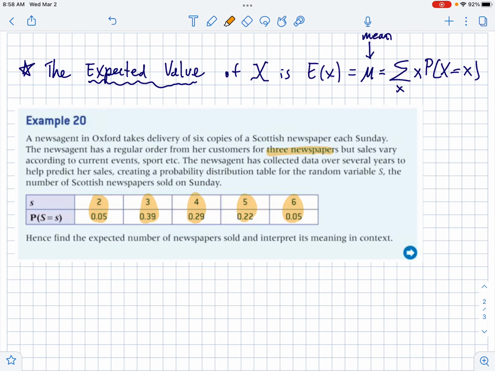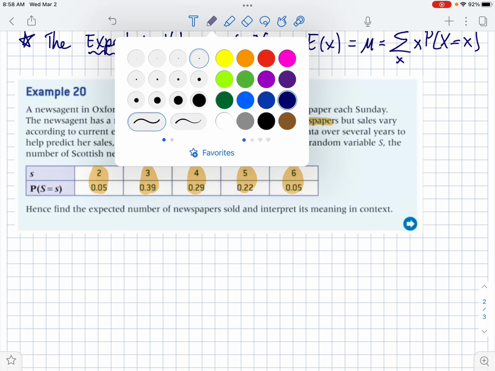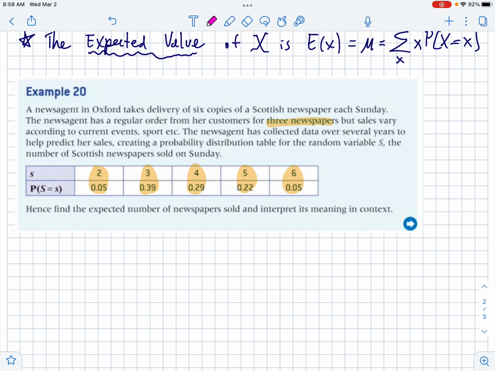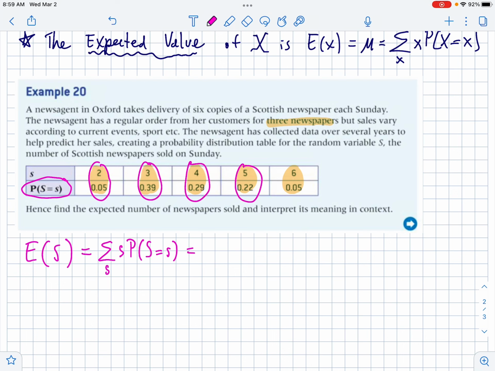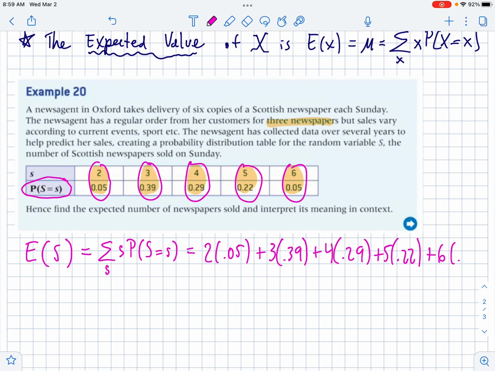So these are probabilities in the bottom of that event happening, selling that many newspapers. To find the expected number of newspapers sold, and then we're going to interpret its meaning, the way you find it, so this whole thing is S. So the expected value of capital S is going to be the sigma of little s times capital P of S equals little s. Now, that's confusing, but really all you have to do is take each of these and multiply them with each other and then add them all together. It's very similar to how we found a mean with our frequency tables back in first semester. So this is 2 times 0.05 plus 3 times 0.39 plus 4 times 0.29 plus 5 times 0.22 plus 6 times 0.05.